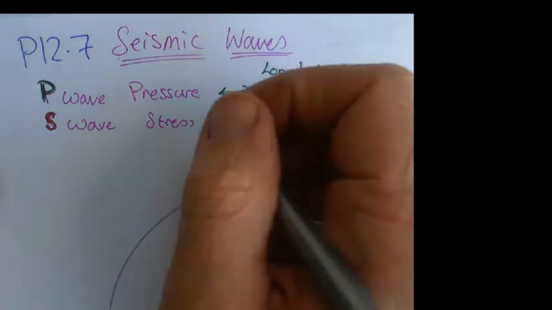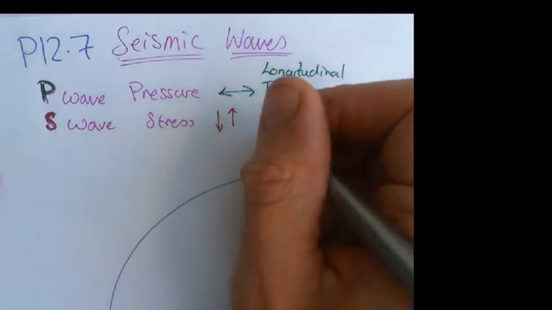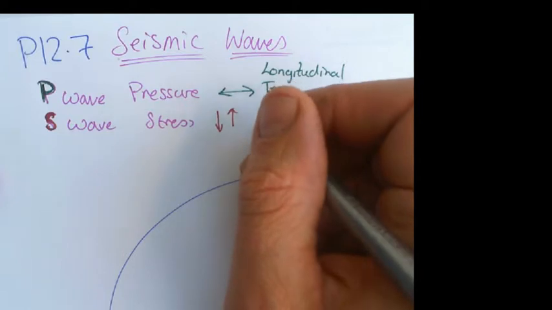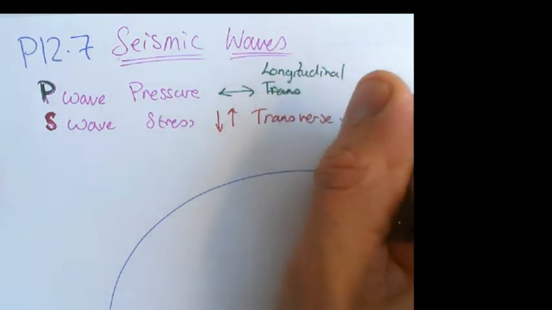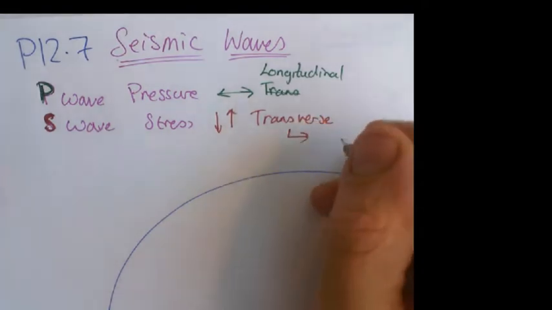And your stress wave is when they start moving beside each other like that, and they're going up and down. So this one is your transverse wave. Now, the key thing you need to know about these is what they can travel through. And this one can't travel through liquids. Just won't do it.